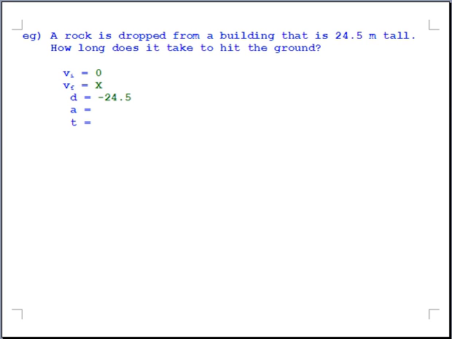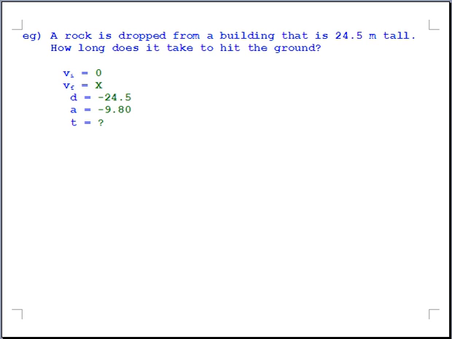Displacement, you have to be a little bit careful. Remember that the rock is falling 24.5 meters. Displacement is a vector, so direction matters. So you do have to catch that negative sign in there. Acceleration, the question doesn't tell us that either, but we know that it's just gravity, so it's negative 9.8. And we're looking for time. We've forgotten our stopwatch, but we want to calculate it instead.